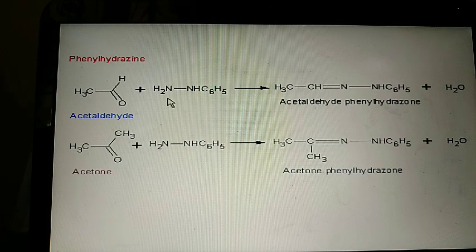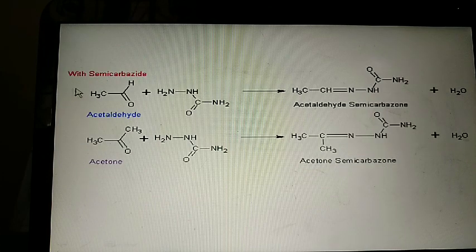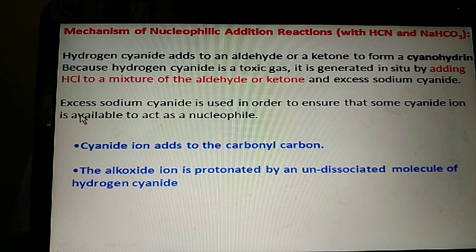So phenylhydrazine, you can easily write similar to hydroxylamine; like that you can easily write acetaldehyde phenylhydrazone and acetone phenylhydrazone. So here semicarbazide, what happens, this semicarbazide will react with the acetaldehyde, same reaction, only this NH2 will go and react with this carbonyl functional group. The resultant molecule is acetaldehyde semicarbazone and acetone semicarbazone.